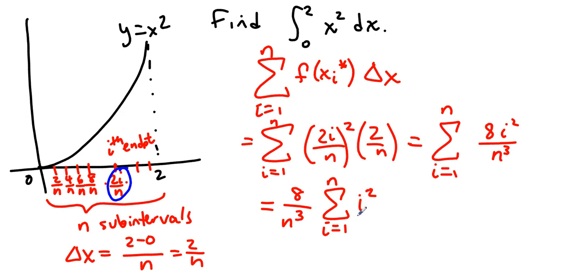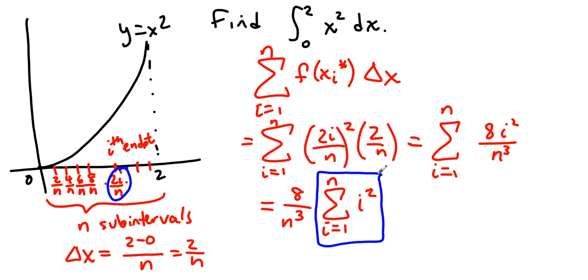We can't pull the i's out because the i's are changing. We're adding up 1 squared, 2 squared, 3 squared, and so on. The i's are changing, but the n is not changing. n is always what it was. So I guess the real question is, what is this?